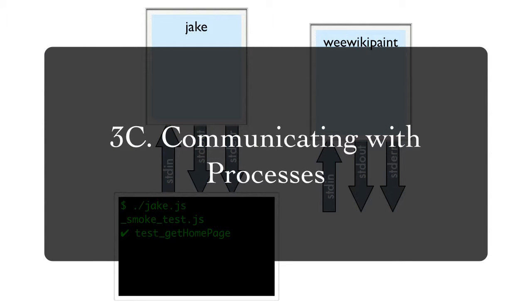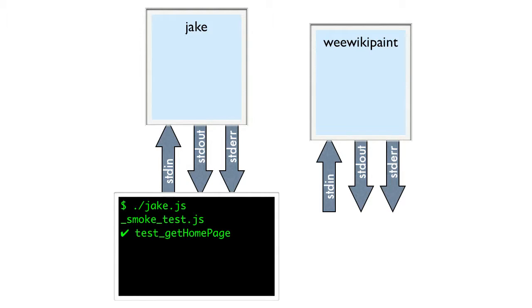Every process in your system runs independently. When you change something in one process, no other process can see it. That's a bit of a problem for us, because our smoke test needs to know when the WeWikiPaint server is up and running. We need some way for our server to communicate with us. Unix does offer a lot of options for inter-process communications: pipes, signals, sockets, semaphores, yada yada yada. I'm not going to go into all those details.